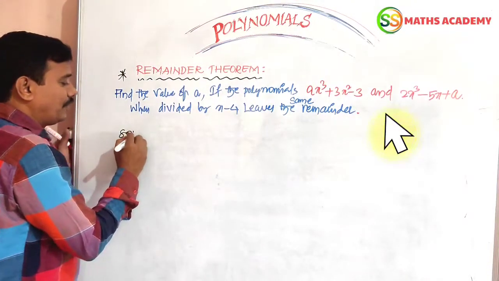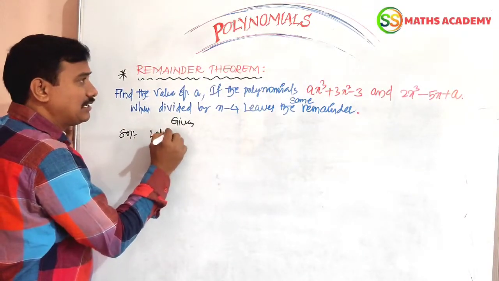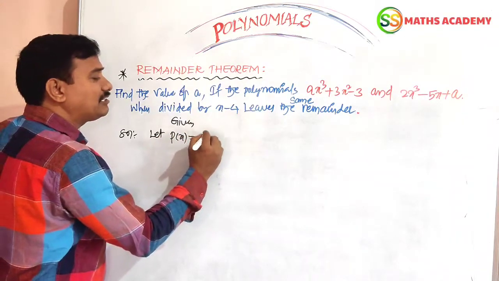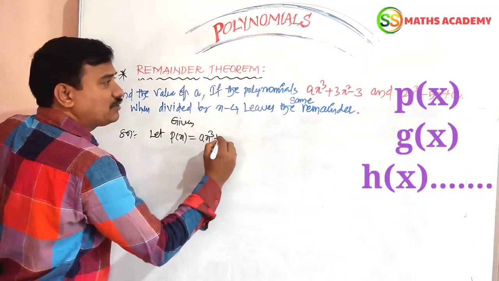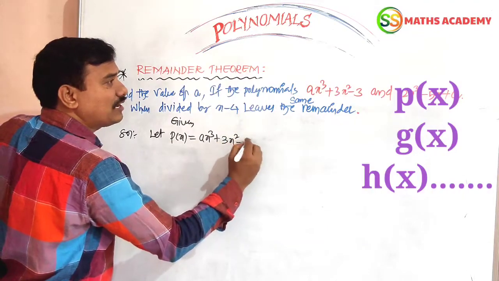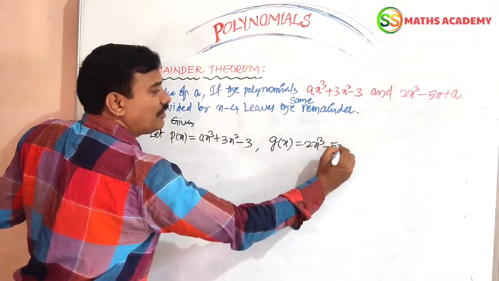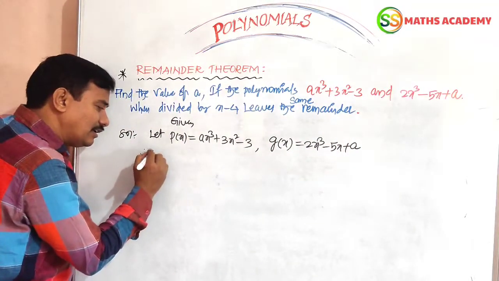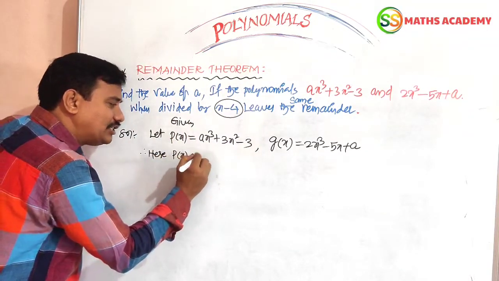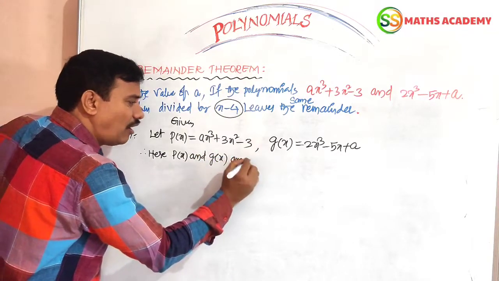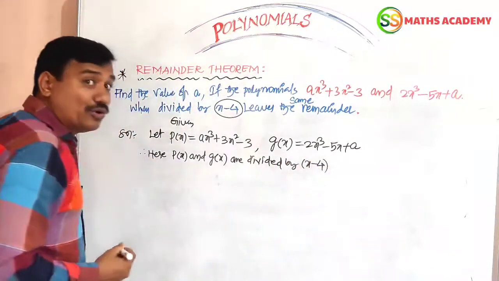See here, given the process of solution. Now let p of x be the first polynomial. Already I told you polynomials are denoted by p of x, g of x, r of x, like that. Now let p of x equals ax cube plus 3x square minus 3. Now the second polynomial is denoted by g of x, nothing but 2x cube minus 5x plus a. Here, what is the given keyword? Here p of x and g of x, both polynomials are divided by x minus 4.